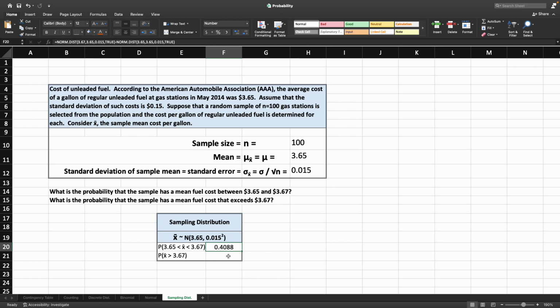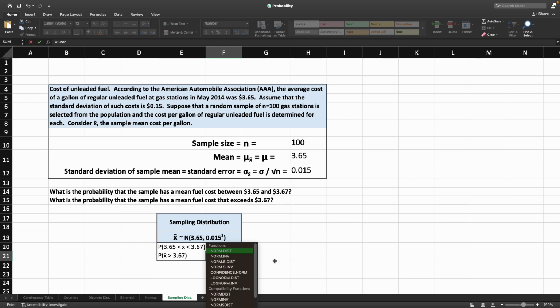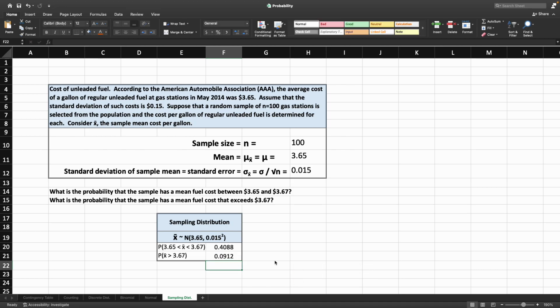Okay, x bar bigger than 3.67. Notice that because this is bigger than, we need to do 1 minus probability x bar less than 3.67. So let's do equals 1 minus norm.dist, so 3.67, comma, mean 3.65, comma, 0.015, our standard deviation, and then true, and we get 0.0912, something very similar to what we did in the lecture notes.